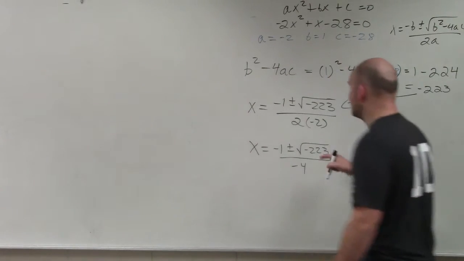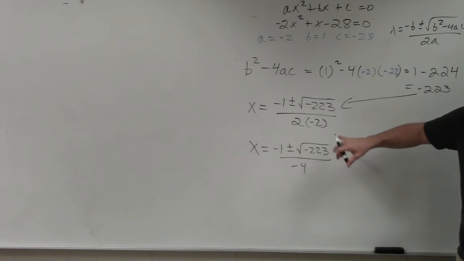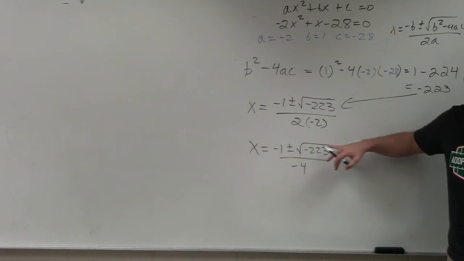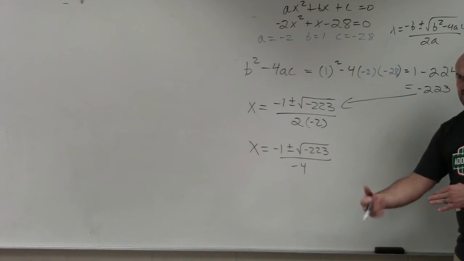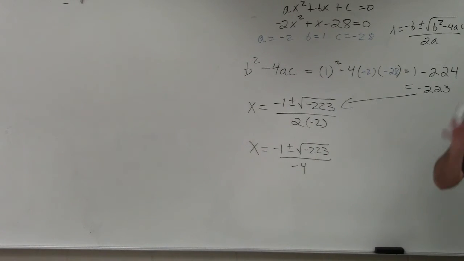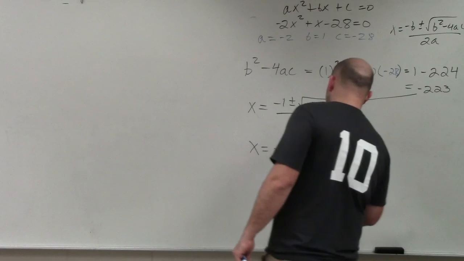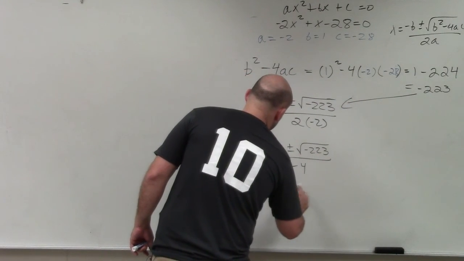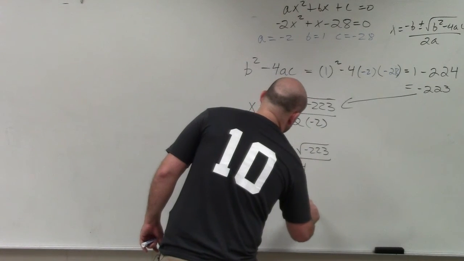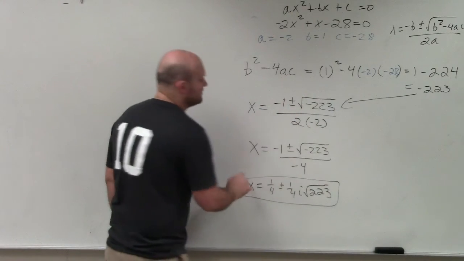Also, I want you guys to understand that when you're taking the square root, you cannot take the square root of a negative number in the real number system. However, today we're going to talk about the complex number system, where that would be the square root of 223 times i. Don't worry about it. I'm going to re-explain that later. But I would write my final answer as x equals positive 1/4 plus or minus 1/4 i times the square root of 223. I will go over all of that again later.